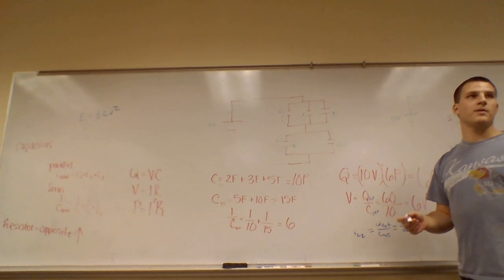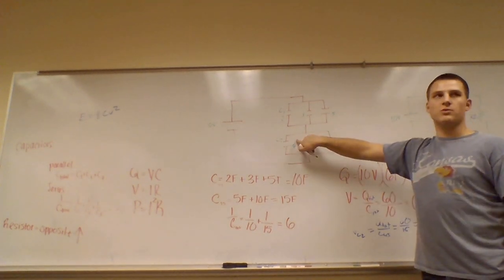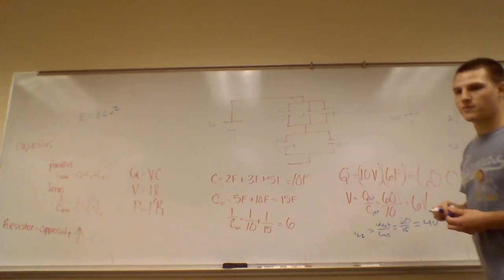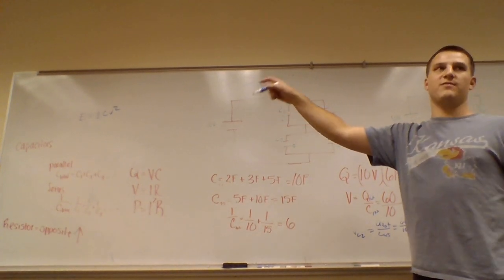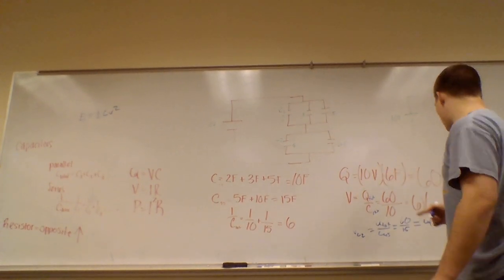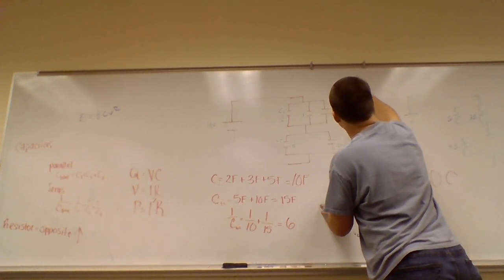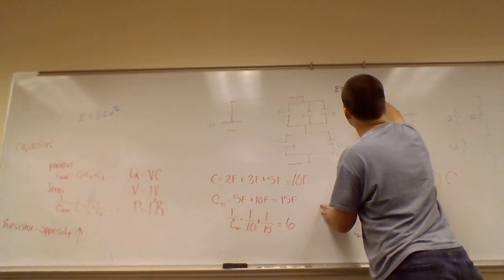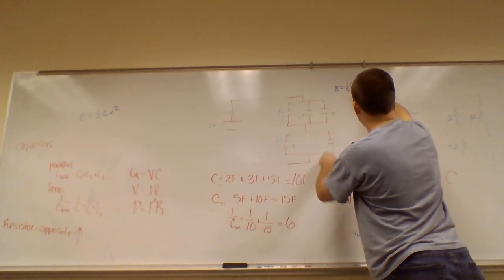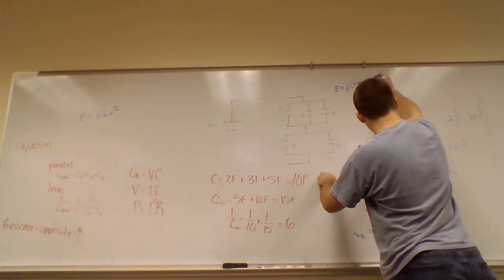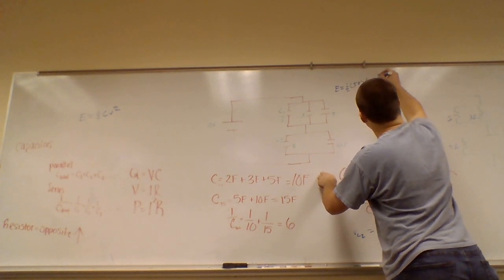What was that finding? The voltage across C2 and whatever C. Yeah, so now to find the energy we use the 1/2 CV squared equation. So E equals 1/2 C, which is 5, times 4 volts squared.